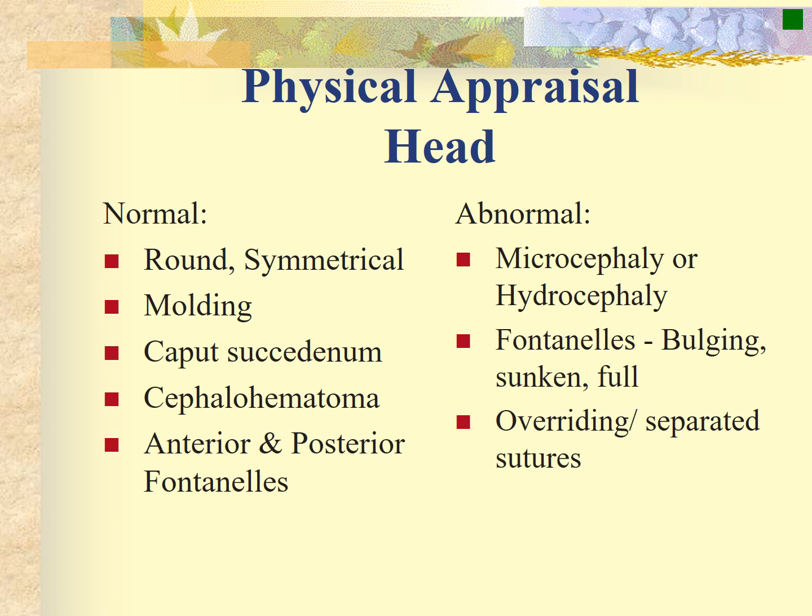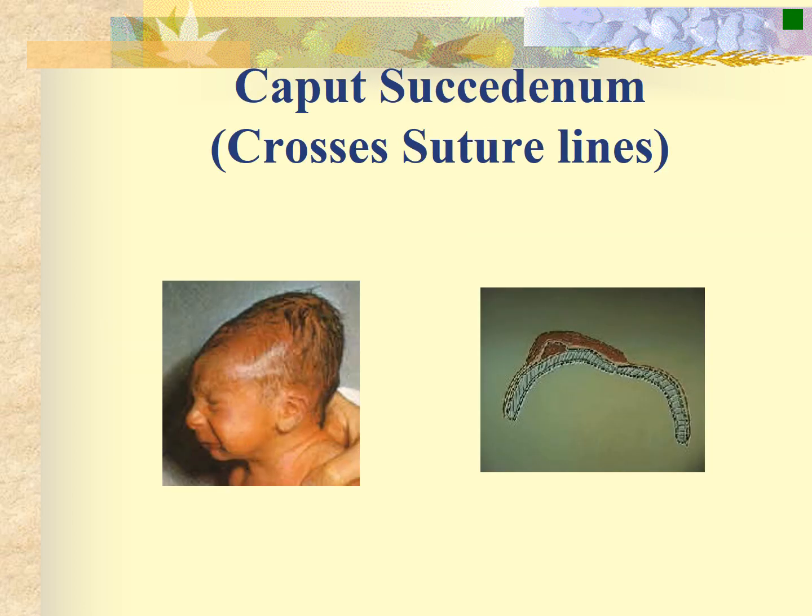Abnormal would be a very small head or a very large head. And we do head circumference measurements on these babies, so that tape measure would tell us what's abnormally large or small. And also your eyes, just feeling a head after you've felt newborn babies, you're like, ew, this is not right. And then overriding or separated sutures would be a problem if you feel those sutures actually crossing over each other.